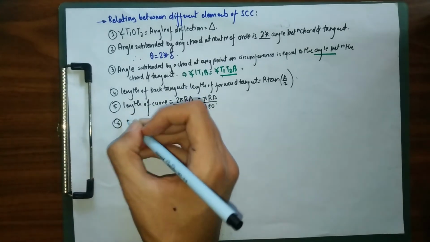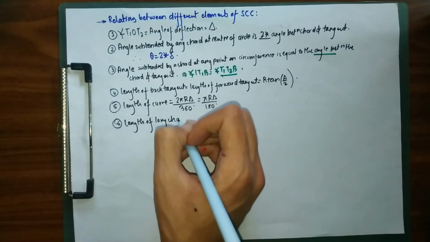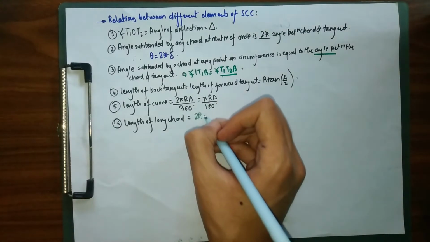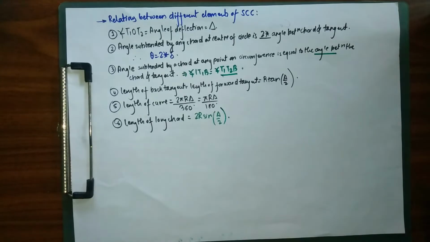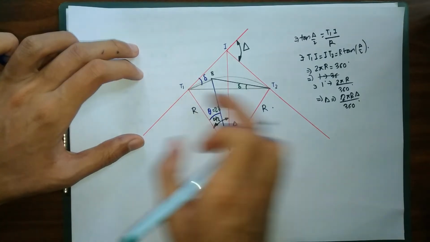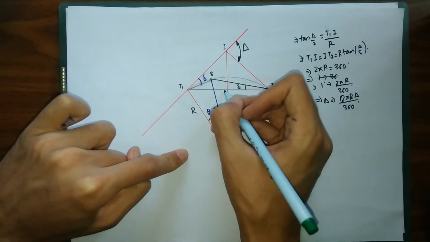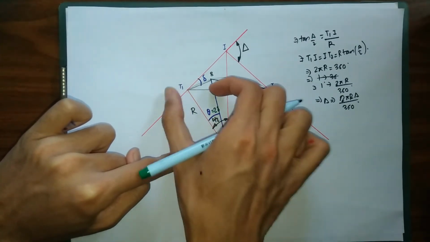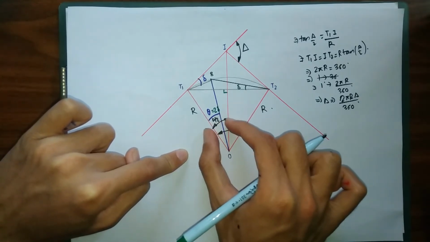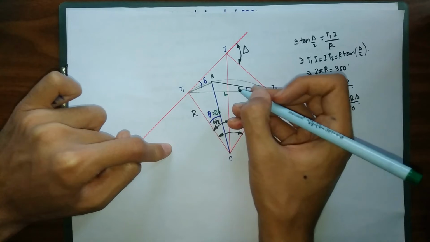So in number 6 we have our length of long chord. Our length of long chord is simply equal to 2r sine del by 2. Let me show how this is equal to 2r sine del by 2. As I explained before, our long chord is from T1 to T2. As you can see here, these two lines are perpendicular to each other, so T1T2 has been divided in half. This angle is equal to del by 2. Now we'll be using this triangle OT1, and let's name this point as A.